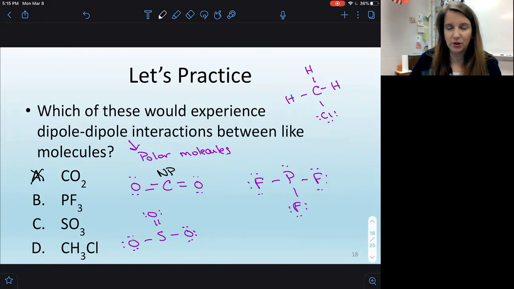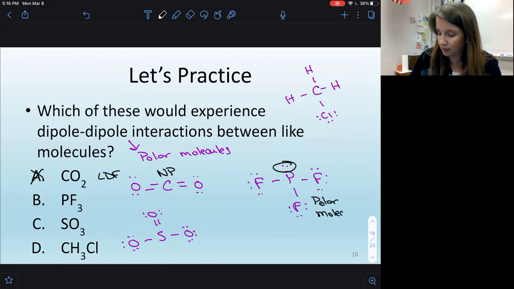CO2, because it's non-polar, would exhibit what kind of forces? What kind of IMFs? It would exhibit an LDF. All right, let's look at the PF3. The PF3, right off the bat, I see these lone pairs here. The fact that it has lone pairs makes this a polar molecule. Because it's a polar molecule, it would exhibit dipole-dipole interactions between this PF3 and another PF3 if I were to draw it. SO3, let's take a look at the SO3 down here.